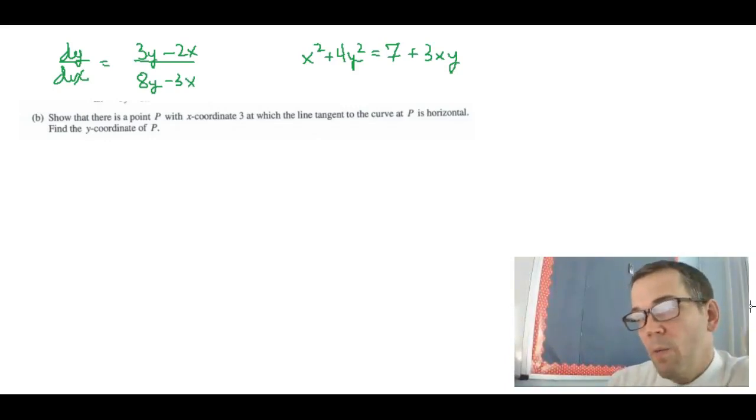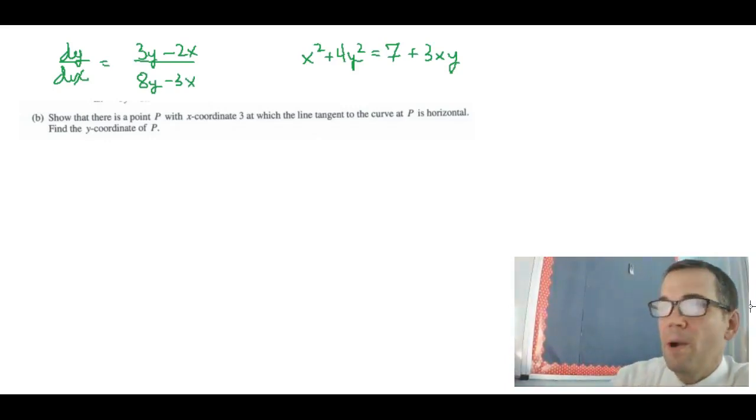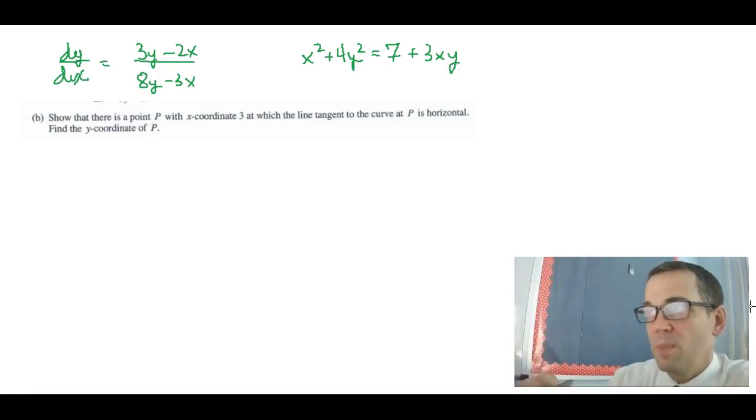I'm not going to show you part A. Hopefully you can work through that. If not, please let me know. But for part B, we want to show that this point P with x-coordinate 3 at which the line tangent to the curve at P is horizontal.